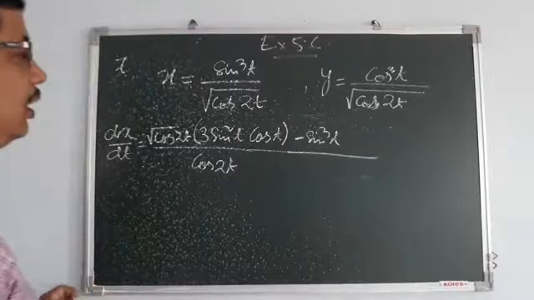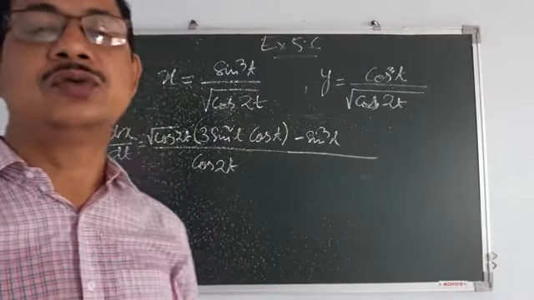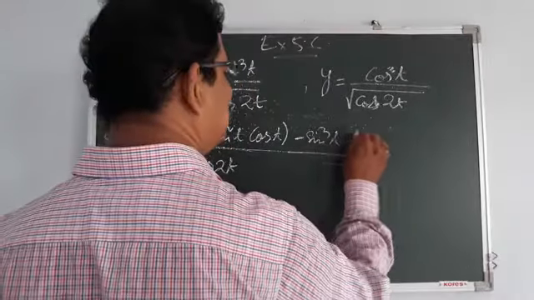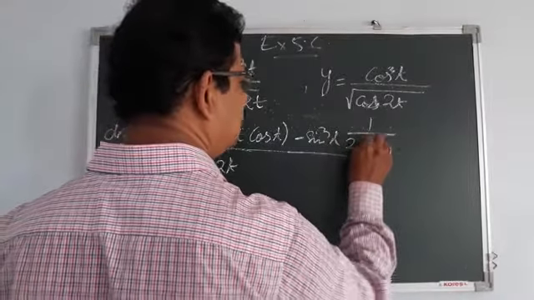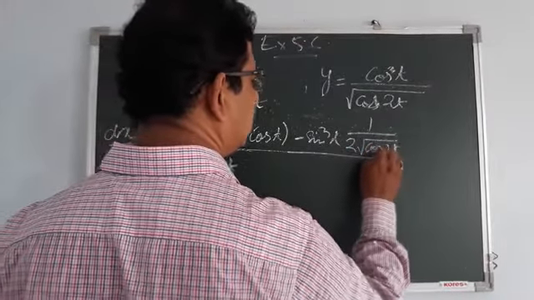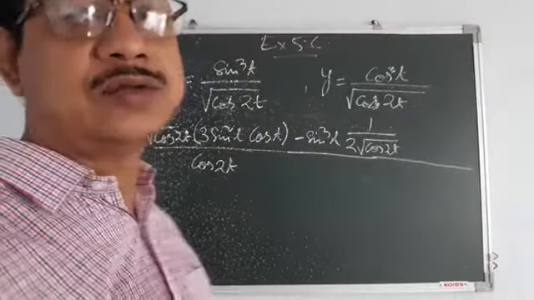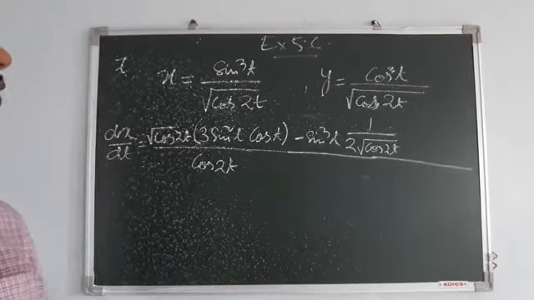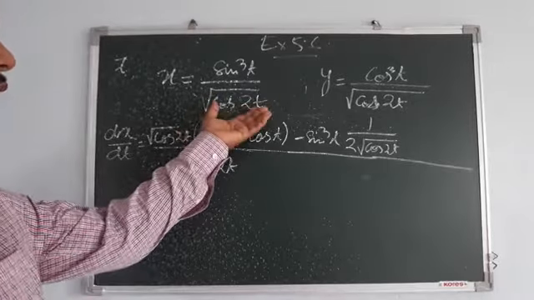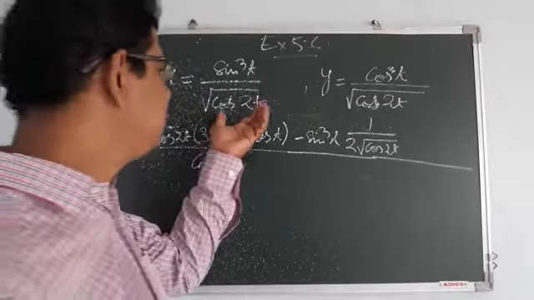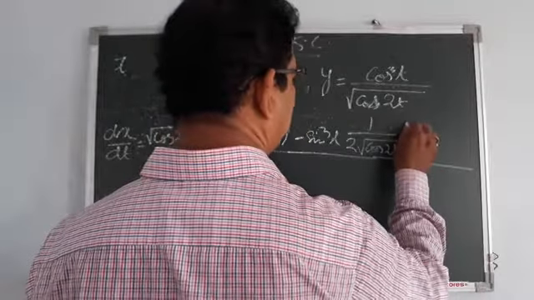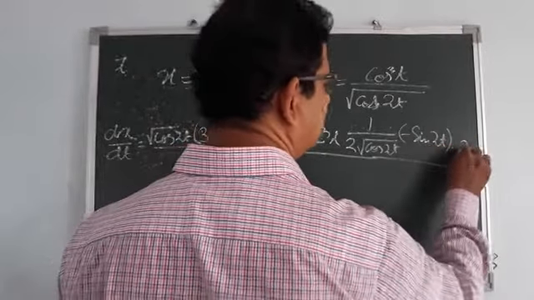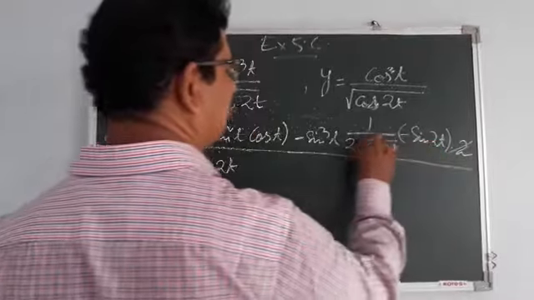Differentiate this one: root over cos twice t means cos twice t to the power half. So its value will be 1 by 2 root over cos twice t. It is the rule that differentiation of root x is 1 by 2 root x. Then you have to differentiate the inside, which is minus cos twice t, so it becomes sin twice t. Then twice t again you differentiate, it is 2. The 1 by 2 and 2 we can cancel.